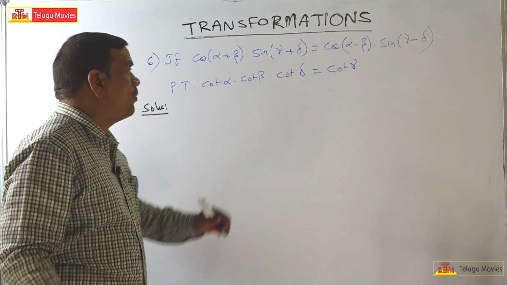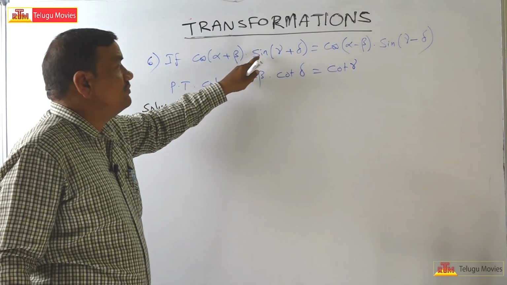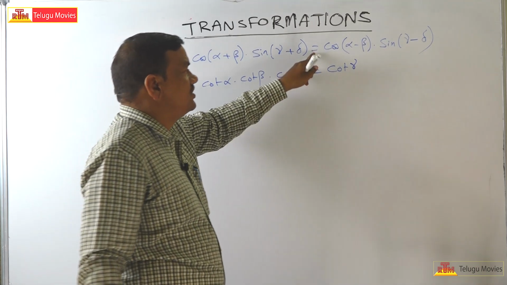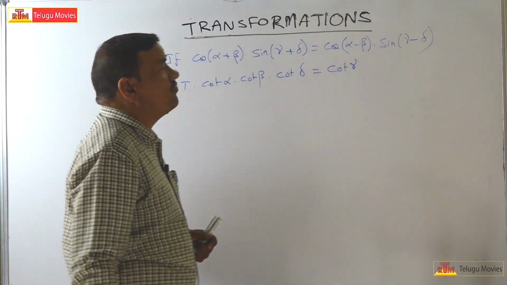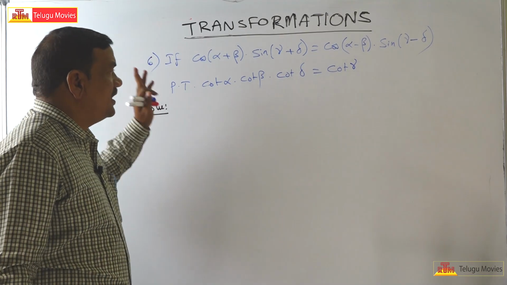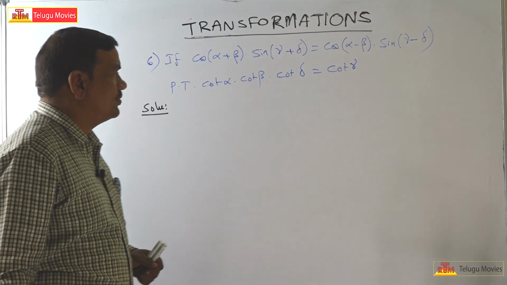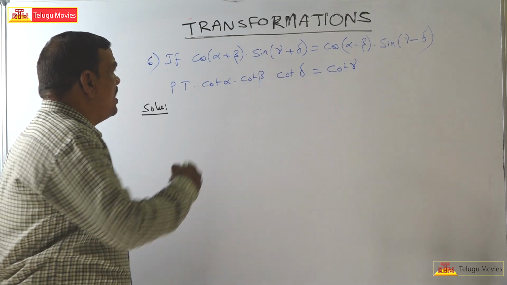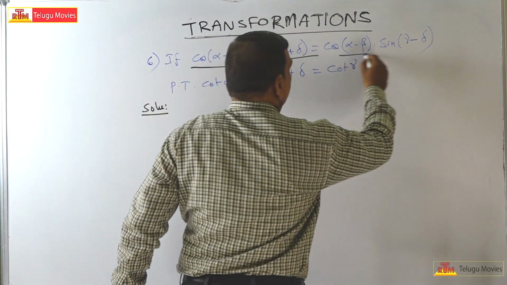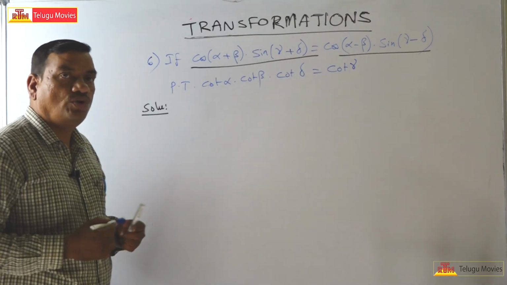Welcome to the next problem. Here cos(α+β) times sin(γ+δ) is equal to cos(α−β) times sin(γ−δ). Then prove that cot α times cot β is equal to cot γ times cot δ... we have to prove. So this is the given data. Then how to do this problem?